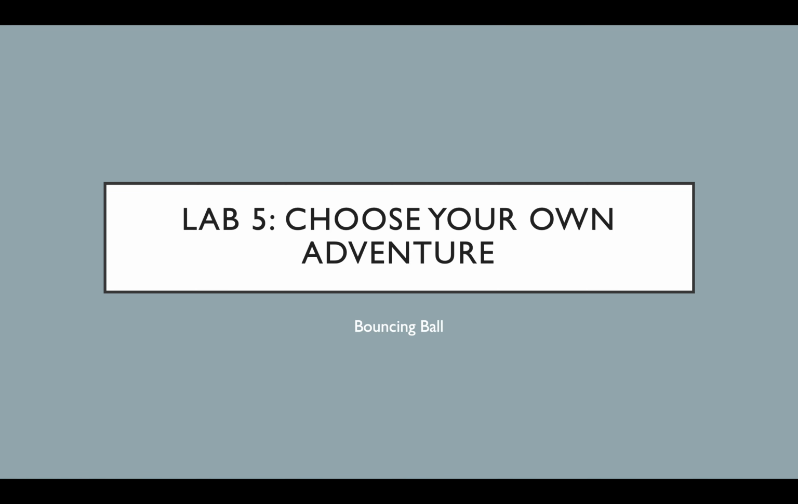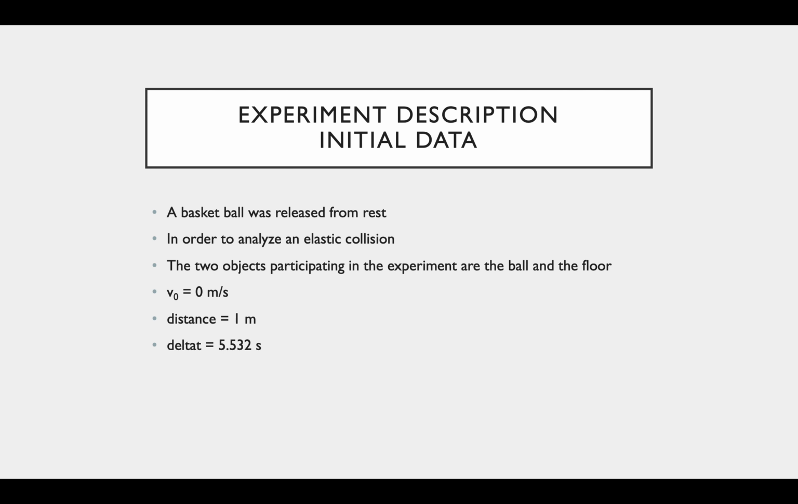This is my video report for Lab 5. I have chosen to investigate an elastic collision for this experiment. I observed a basketball bouncing on the ground. Initially, the ball was released from rest, and I observed it bouncing on the ground until its full stop. The distance from which it was dropped is 1 meter and delta t equals 5.5 seconds.